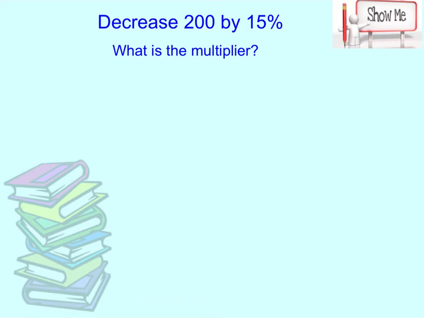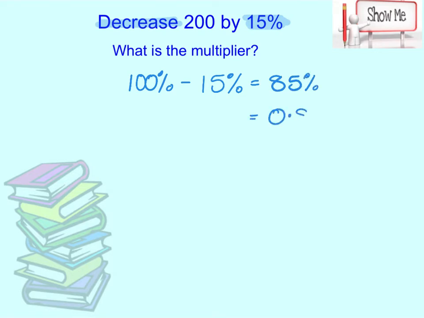Right. You can pause the video and try this one. It's a decrease question again. Decrease by 15%. Start with 100%. Decrease means take away. Okay, 100 take away 15 and divide it by 100.